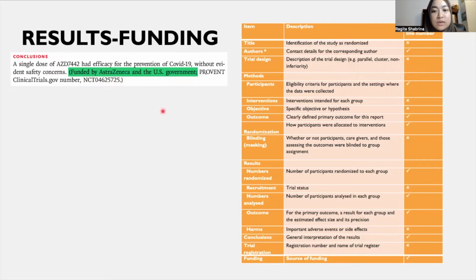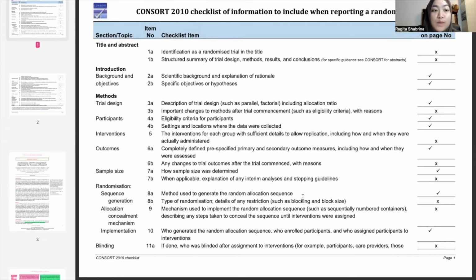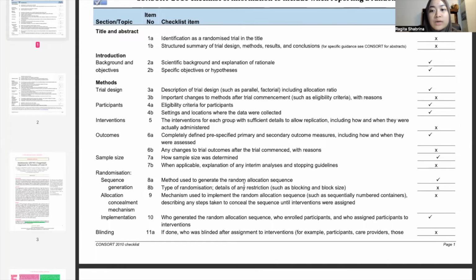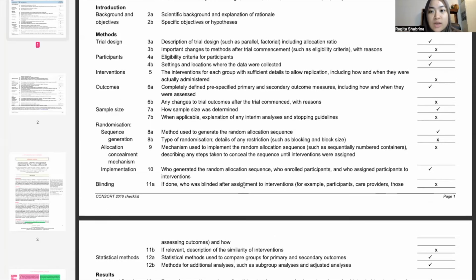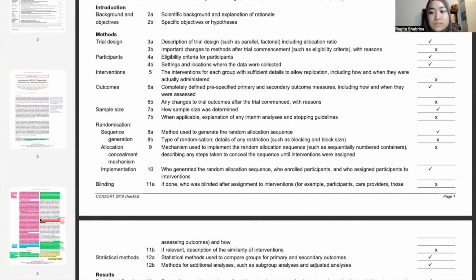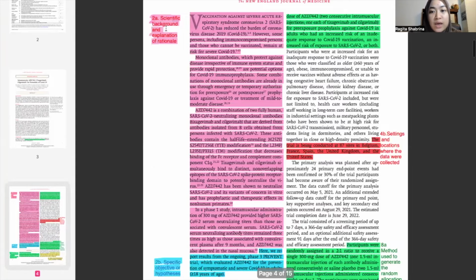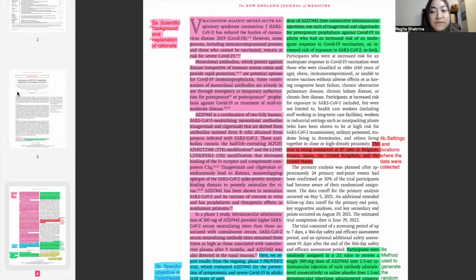So that's all for identifying the abstract. And now we want to identify the main text. Okay, for the introduction, item 2A. The 2A definition is scientific background and explanation of rationale.